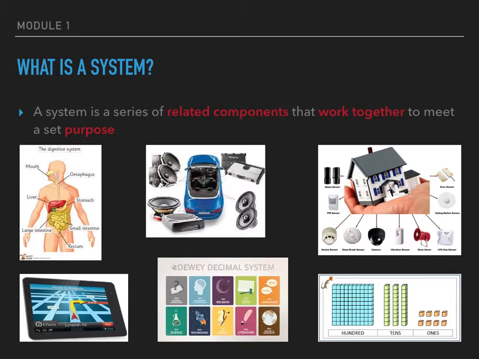So I've got some examples there of different systems. We've got the digestive system. We've also got a car sound system. I've got a home security system. In the bottom left, I also have a GPS, a global positioning system. I have the Dewey Decimal System for those of you that are readers or who like the library. And we finish up with some form of a number system or a counting system.